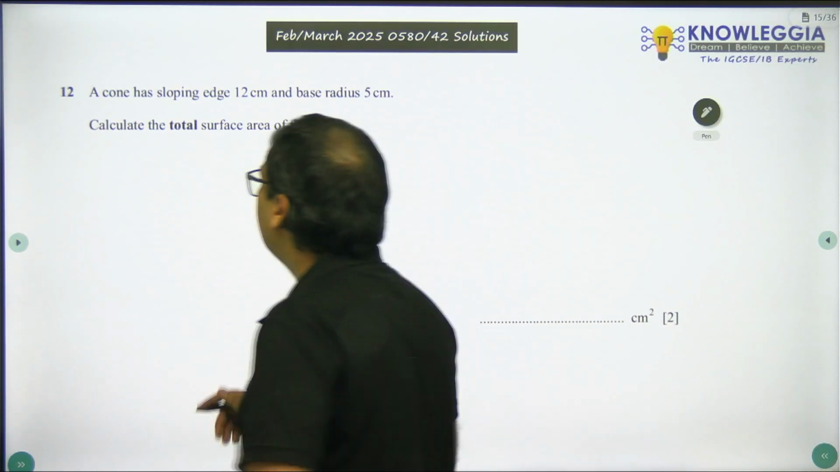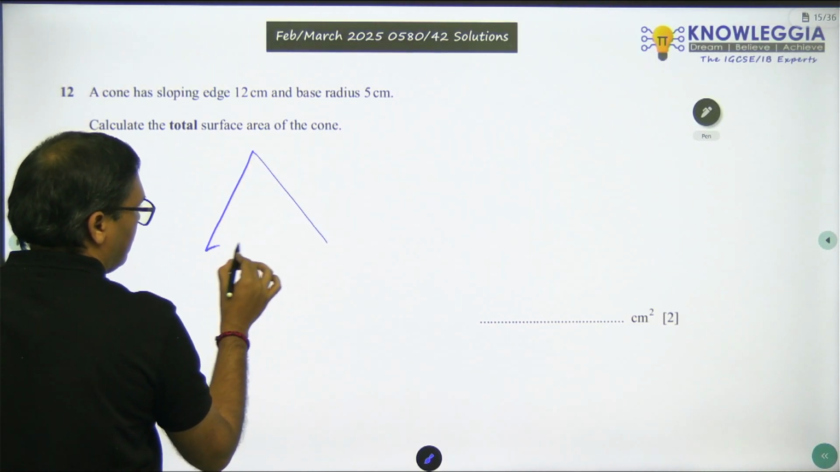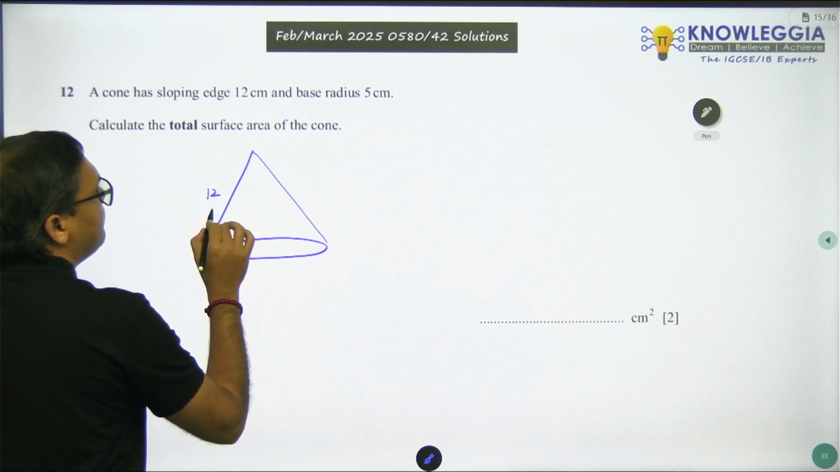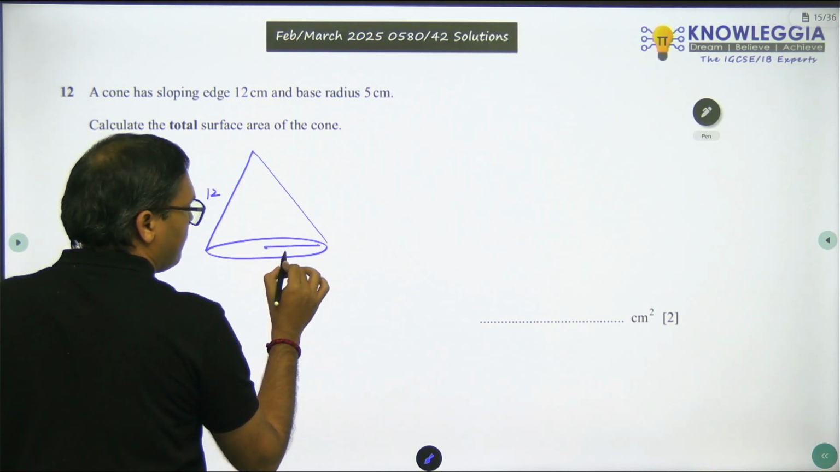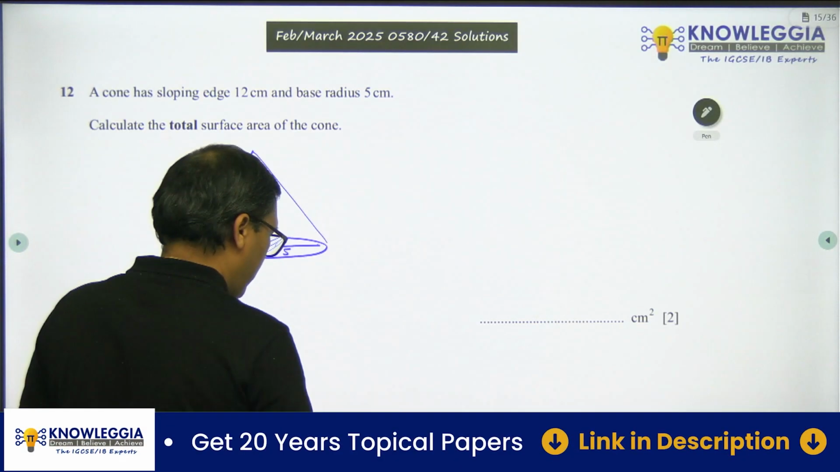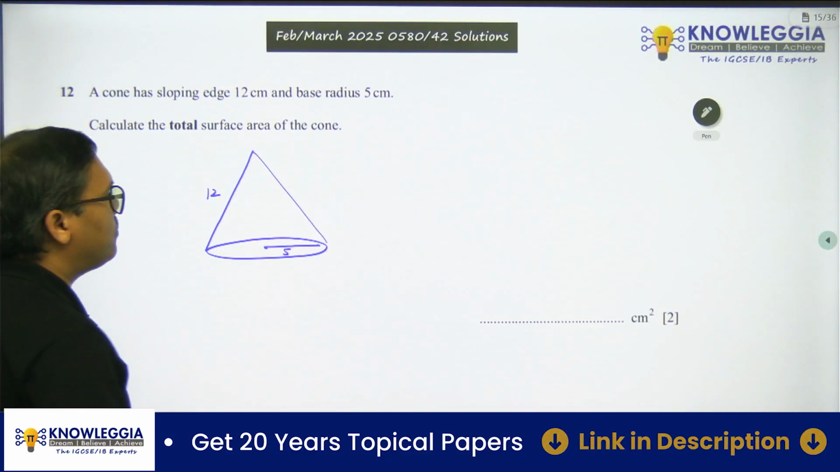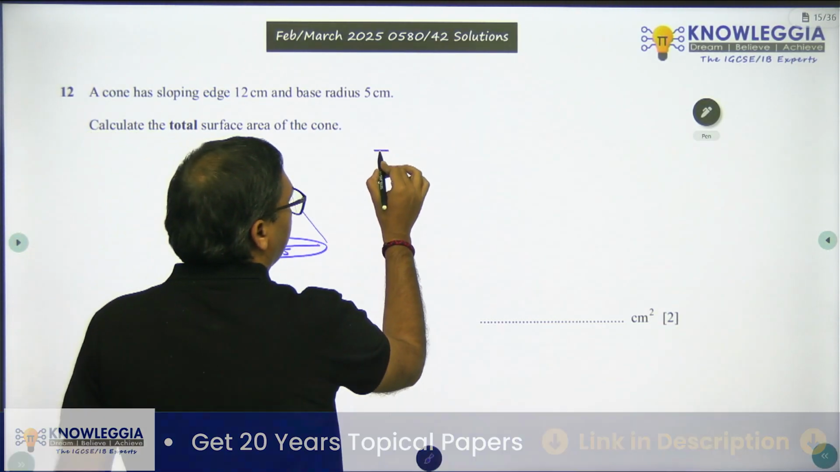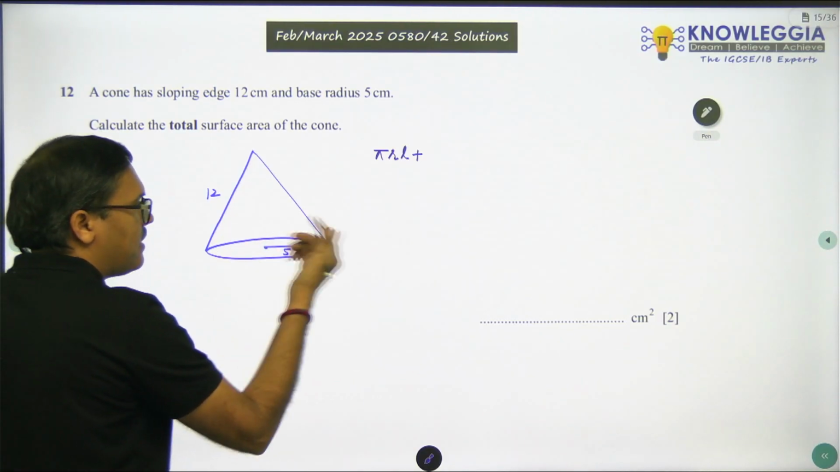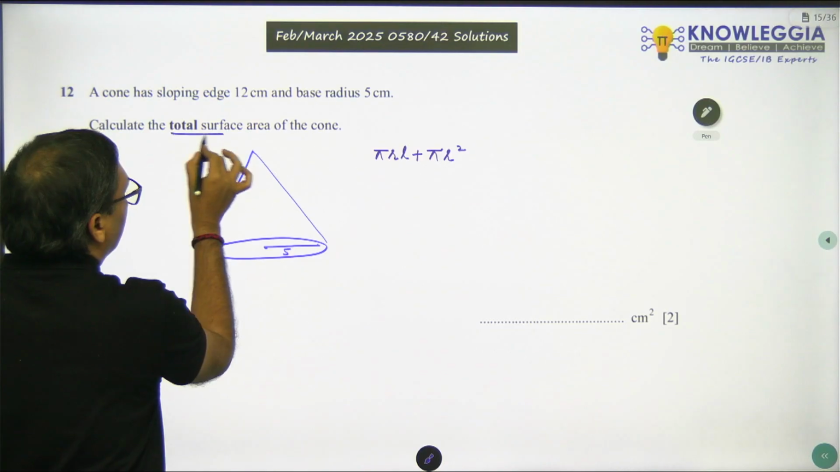So basically, if you have a cone like this, let's say this is the cone, and it has sloping edge, that is, this is 12 centimeter and the radius is 5. So the question is, what is the total surface area? You have the formula on the first page of the paper. The curved surface area is pi r l, and the area of the base, that is the circle, is pi r square. So this is the total surface area of the cone.